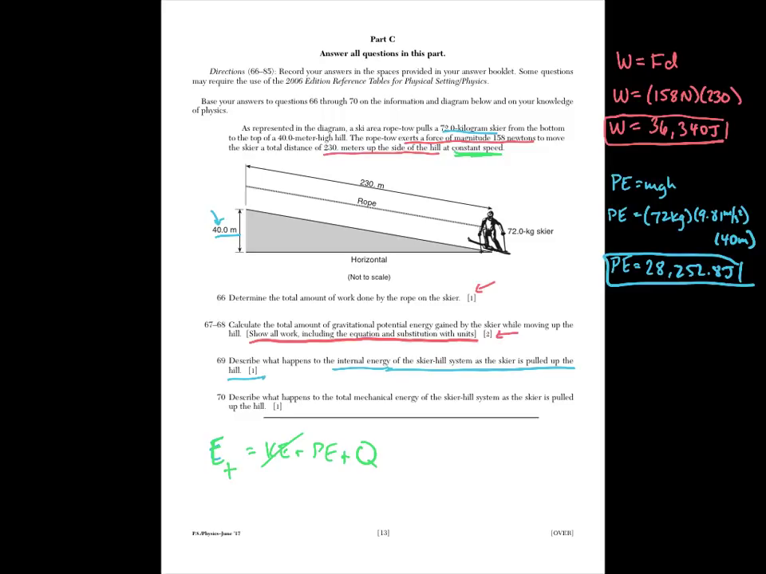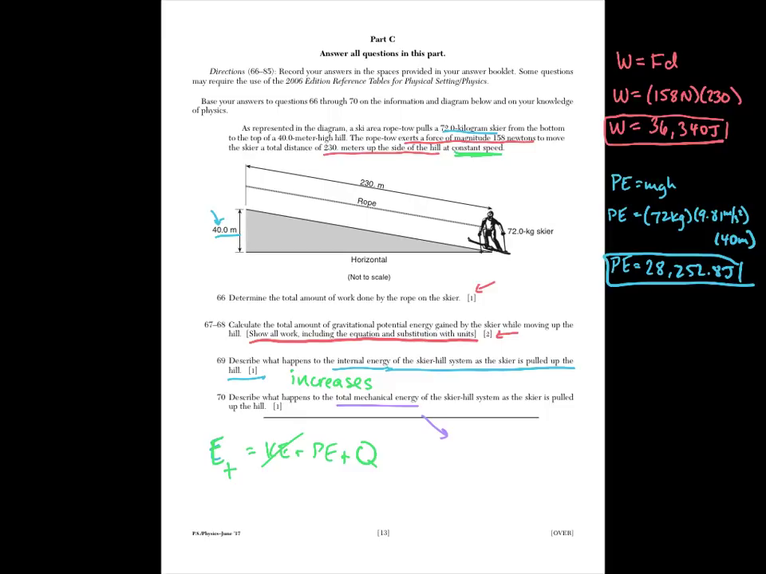So as the person's going up the hill, you're doing work. You're gaining potential energy, and also you're gaining internal energy. So here it increases because you're going up the hill. Okay, so the more work you do, the more potential energy and internal energy you gain altogether. Now, what happens to the total mechanical energy as the person is pulled up the hill?